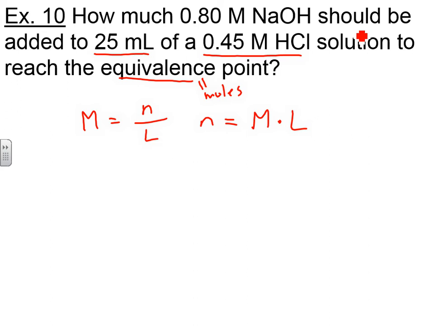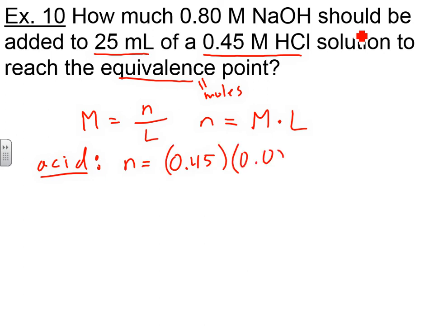We'll say for the acid, here's what we've got. Moles equals our molarity, 0.45, times 0.025 for our liters. Now, if you multiply these two, you should get yourself 0.01125. This is now moles of acid. Now, I can go ahead and put HCl here. We'll say moles of HCl, which equals the moles of base.